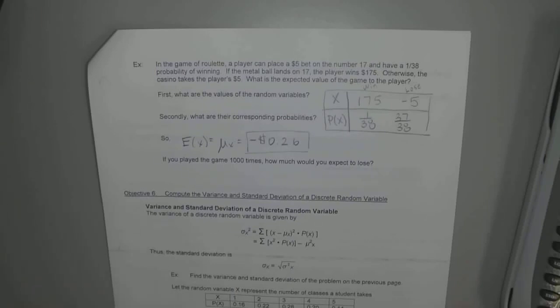What does that mean? It means every time you play, you're going to lose 26 cents. That's not possible, right? Every time you play, you either lose $5 or you win 175. But over a long run, you can say, okay, 26 cents per game. If I play 10, 100, 1,000 times, I have an overall idea how much I've lost, okay?